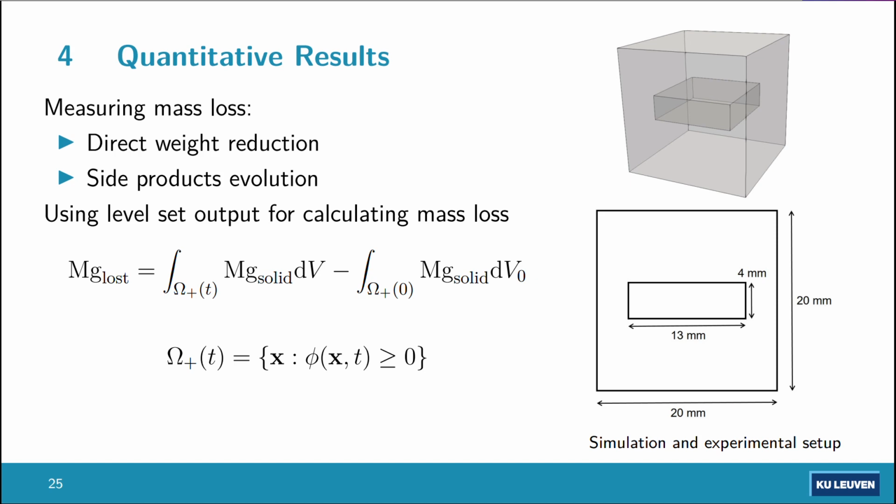To have quantitative results, we can use the level set model output for calculating the difference between the volume that are available at each time step. This is the dimensions of the sample setup that we had in order to compare the quantitative data predicted by the model and obtained from experimental tests.